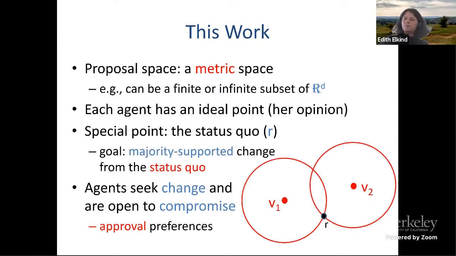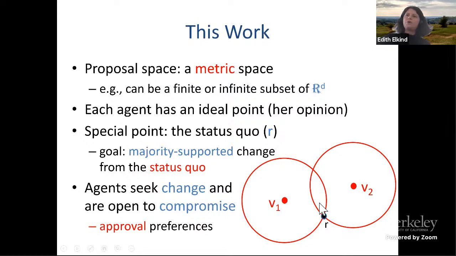V2. For each voter, there's a space of all proposals that they would prefer to the status quo, and this is everything that is closer to them than the status quo. Agent V1 would prefer everything inside of this circle to the status quo. Agent V2 would prefer everything inside her circle to the status quo. If you look at the intersection, these are positions they could both adopt that both of them would prefer to the status quo.